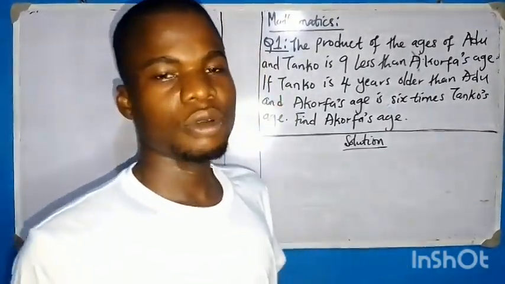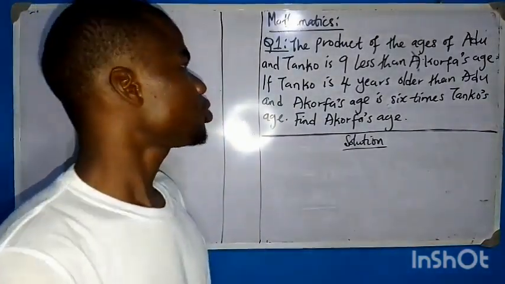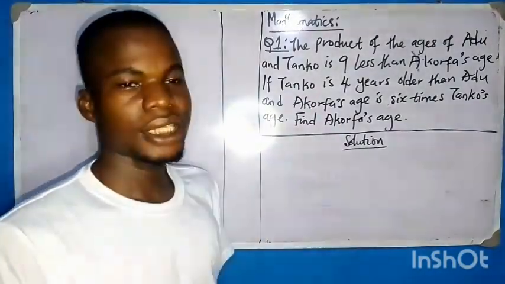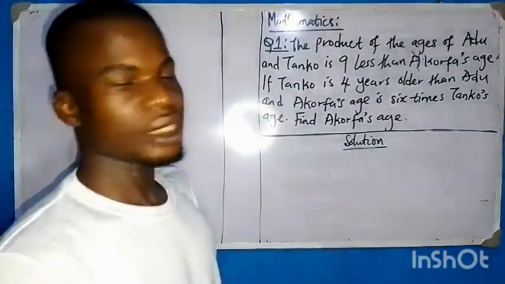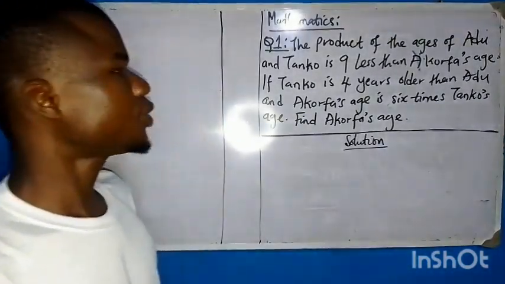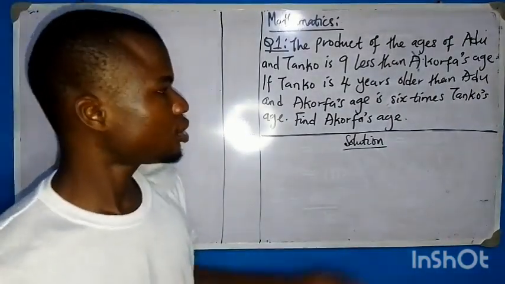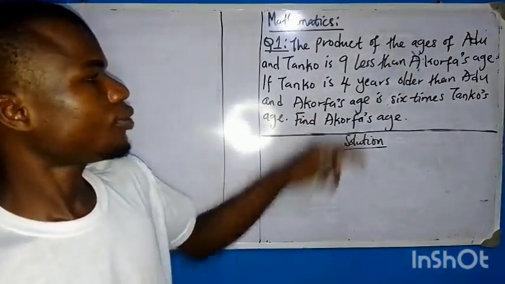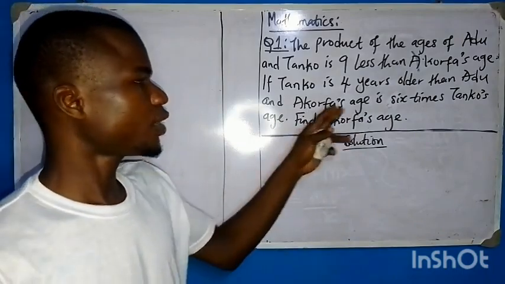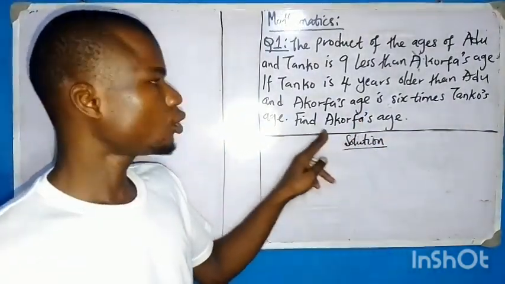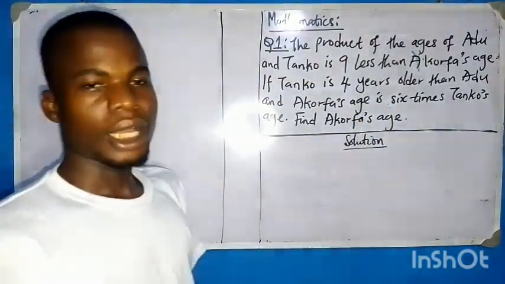Let's look at a quick question on the board. The question says the product of the ages of Adu and Tanko is 9 less than Akofa's age. If Tanko is 4 years older than Adu and Akofa's age is 6 times Tanko's age, find Akofa's age. So our main aim here is to find Akofa's age.